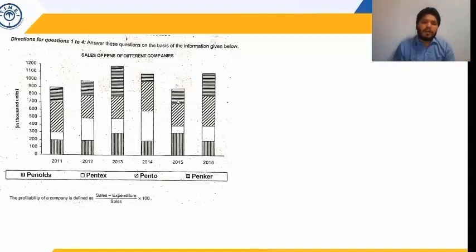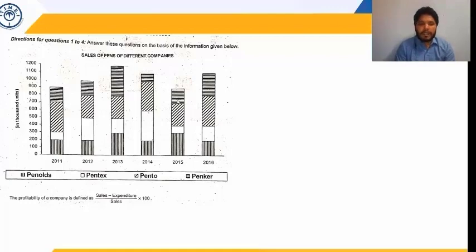What is a cumulative bar graph? Bar graphs will be stacked on one another. Let's read it for 2011. In 2011, the bar for Penoid starts from 0 and goes till 200. So the sale of Penoid in 2011 is going to be 200,000 tons, because it is mentioned on the right side of the graph that all the sales values given are in 1000 units. And what is 200,000 ton? It is going to be 2 lakhs. So the sale of Penoid in 2011 is 2 lakhs.